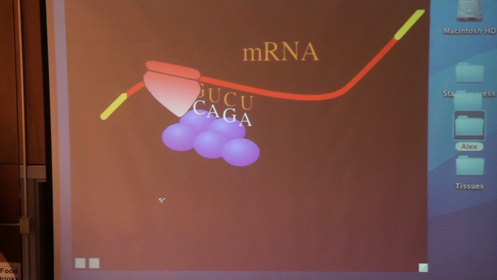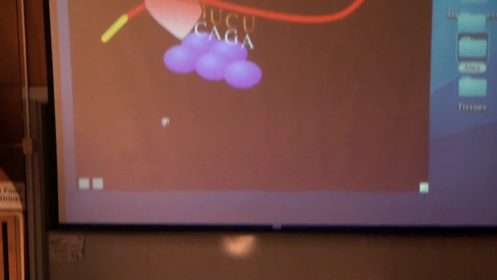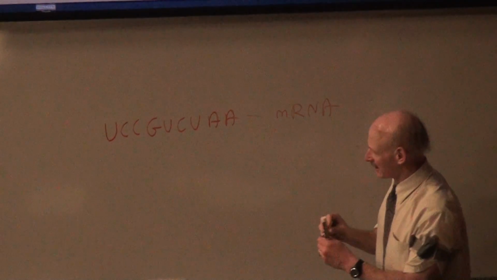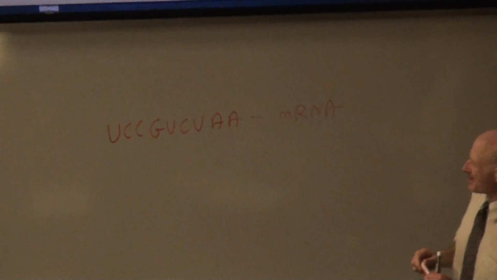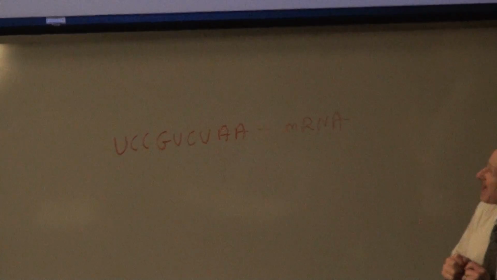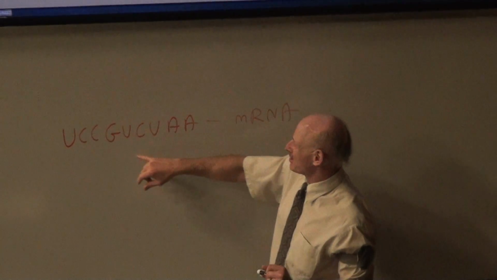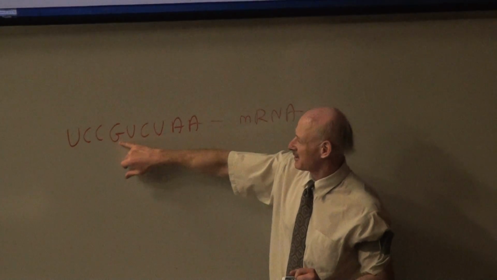Concentrate on the messenger RNA in red there for a moment. If that messenger RNA includes the sequence GUCU, let me put a few things on there. How about UCC GUCU AA like that. But that's the messenger RNA. And if we look for the gene that made that messenger RNA, do we find the GUCU in the gene's template strand or non-template strand?